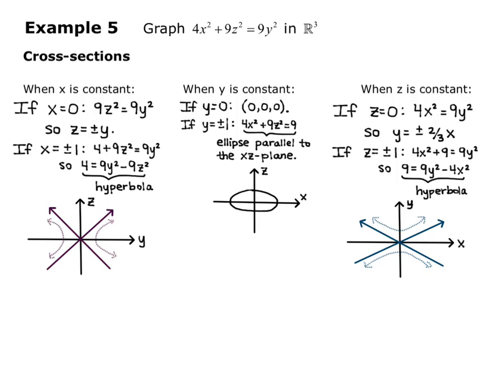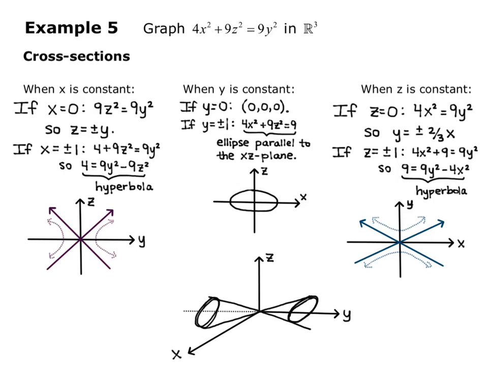Now we need to put all of this together. So we have our lines crossing at the origin. So I'm going to draw an X. And then we have those ellipses parallel to the xz plane and kind of stretched out in the x direction a little more than the z direction. And those hyperbolas around the y-axis in both cases.